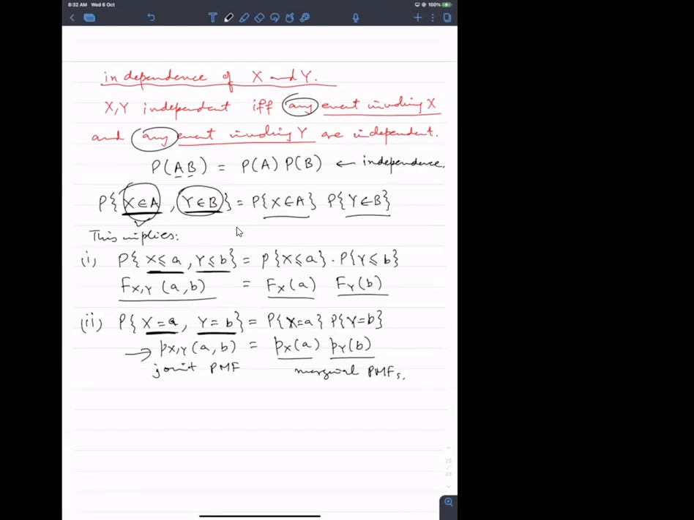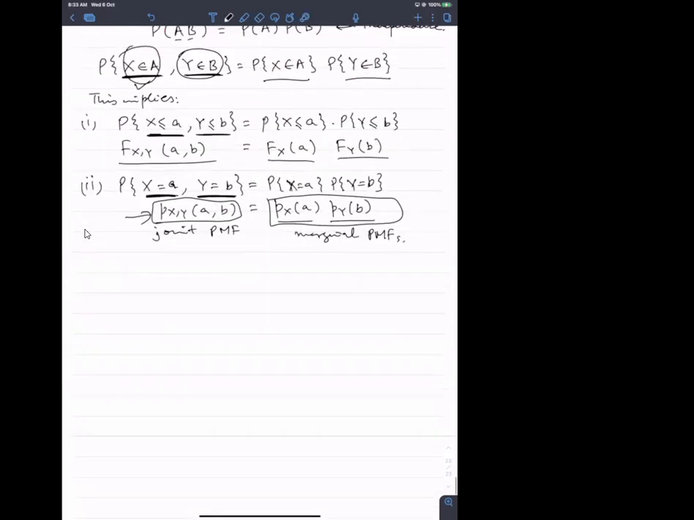And we can prove that, and we can prove the converse. If the product of the marginals can be written as the joint, then X and Y are independent. So vice versa can also be shown to be true. The proof is given in the notes. Please take a look at that. We have given it there.